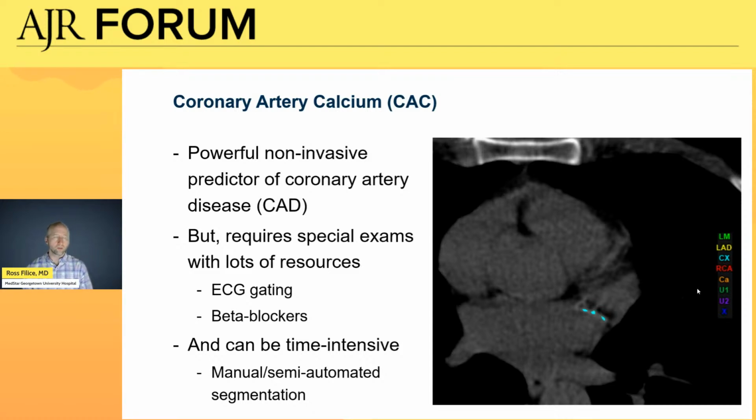Historically, this has been a little problematic because it's required special dedicated exams to get these coronary artery scores, right? So it would have to be gated, ECG gated CTs. You'd have to schedule those separately. They require dedicated resources that not every entity might have. And so we found that these were not used nearly as much as our cardiologists would have liked. They can be somewhat time intensive, again, as a separate scan, and you'd have to do manual or sometimes semi-automated segmentation to get the score. So again, the penetration was just not as good as we were hoping for.